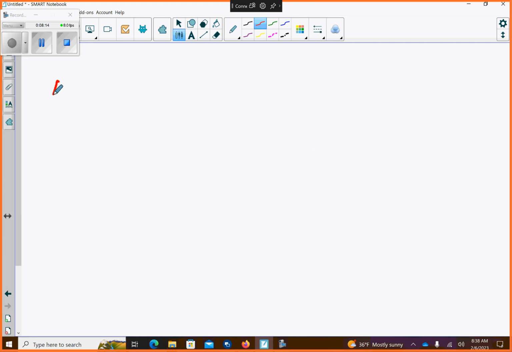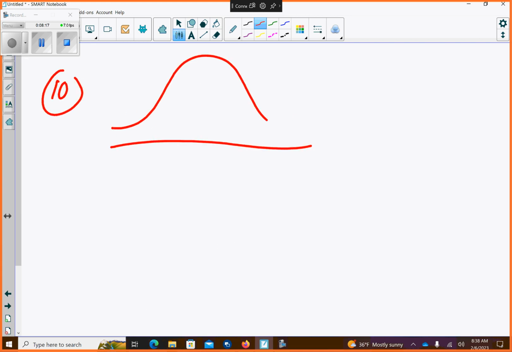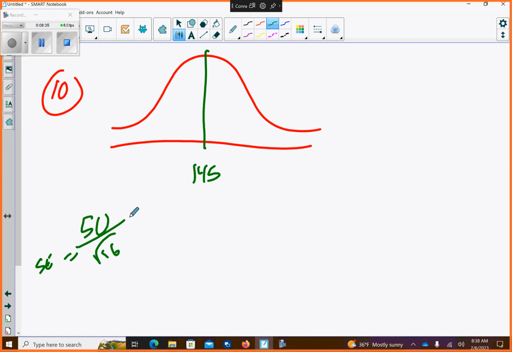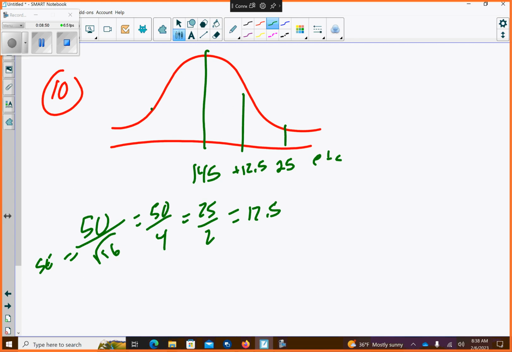Okay, so number 10, we have our normal distribution. We're doing this with the standard error, so we're still going to have this be 145. And then we're going to take our standard deviation of 50 over the square root of 16 to get our standard error. So that's 50 over 4, which is 25 over 2, which is 12.5. So this is plus 12.5. This is plus 25, etc. This is minus 12.5. This is minus 25, so on and so forth.